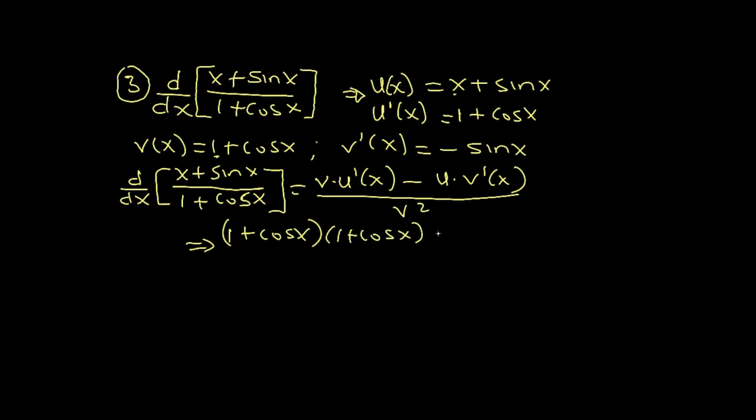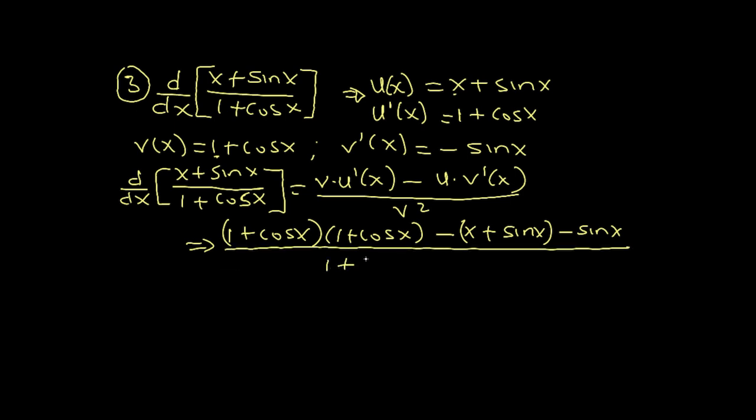Okay, then minus u, which is x plus sin x, times the derivative of v, which is minus sin x, over the denominator, v squared, which is 1 plus cos x. Then you square that. So that's what we have in this case.